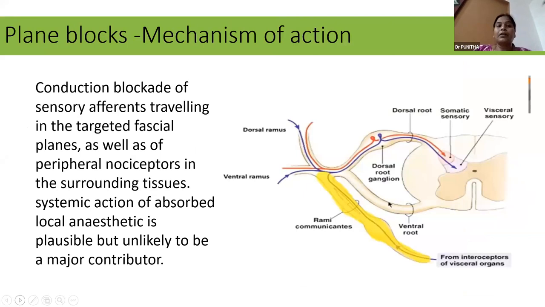So coming to the plane blocks, how do they act? They block the conduction of sensory afferents traveling in the targeted fascial plane as well as the peripheral nociceptors in the surrounding tissue. The systemic action of absorbed local anesthetic is possible, but it is unlikely to be a major contributor. Next slide.